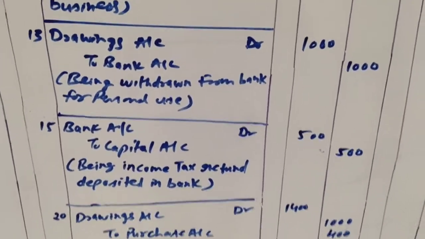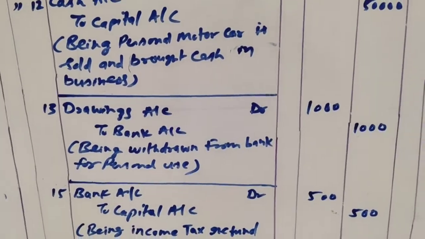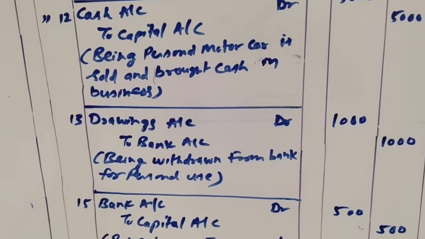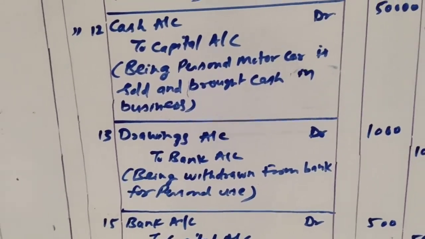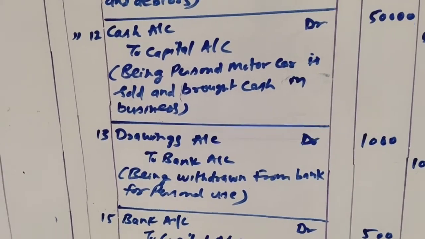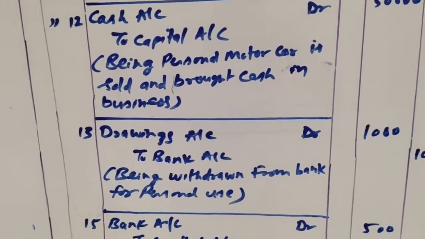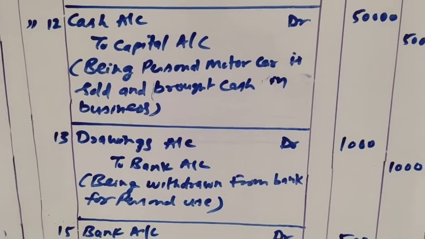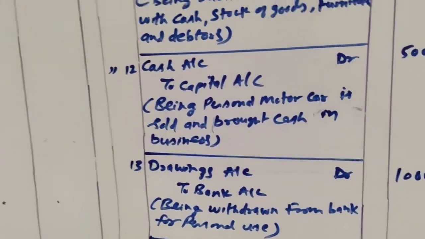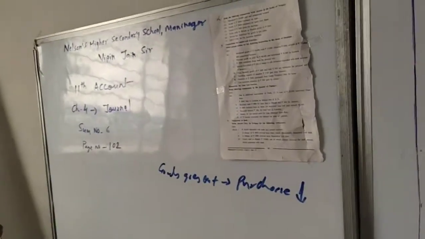If you can't remember much, you have to keep in mind that income tax refund will be credited to the capital account. Income tax refund will be credited to the capital account, and income tax, if there, then income tax will be debited to the drawings account. This thing you have to keep in mind. The income tax refund word is important.